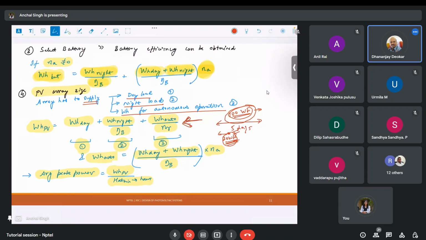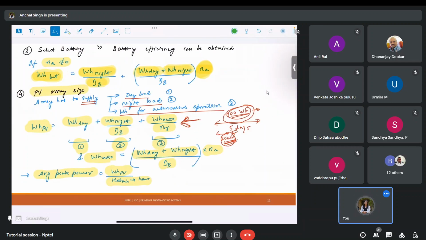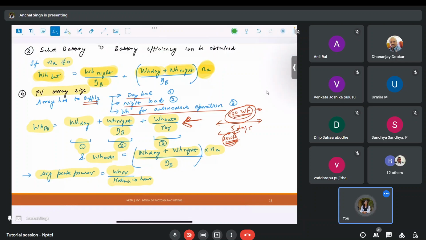Yes. So what is happening here is my array, I will just change the color. So I'm using green color. Okay. So yeah, my PV array has to supply three types of loads.